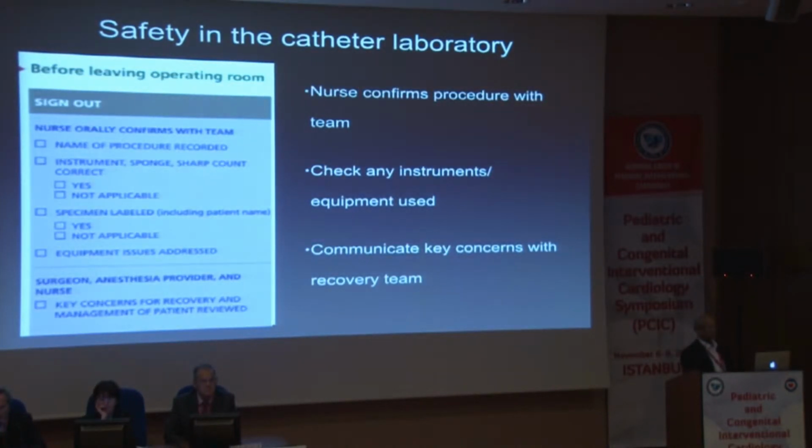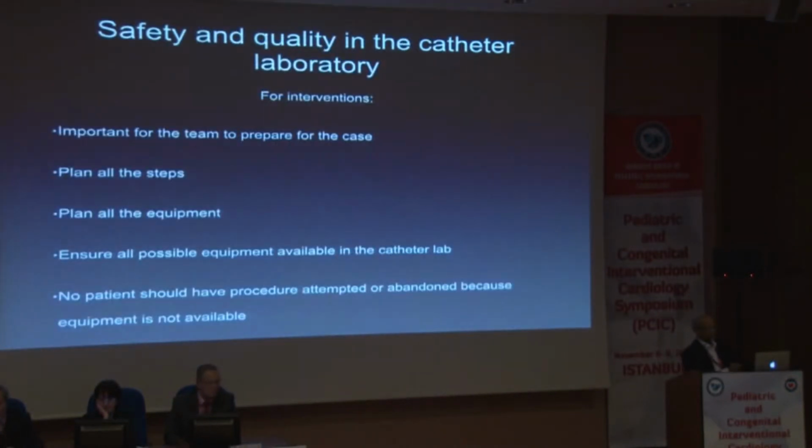And then at the end, before leaving the cath lab, and on the left it's more before leaving the theater, the nurse confirms the procedure with the team and checks that any instruments or equipment that has been used is all accounted for. And there may be some complications that have to be addressed after the procedure in the recovery, on the ward or in the intensive care unit, so those key concerns have been communicated to the next team that takes over. On the left, that is obviously the surgical team communicating with the recovery or intensive care unit. So that is an underemphasized safety checklist.